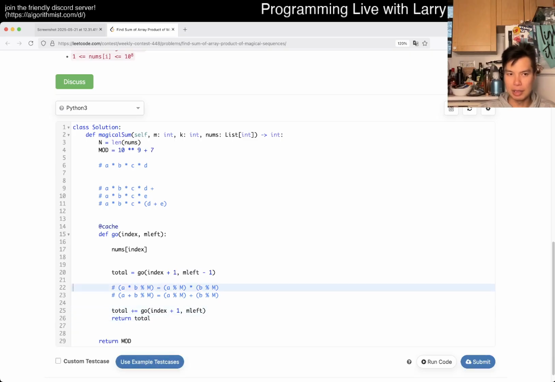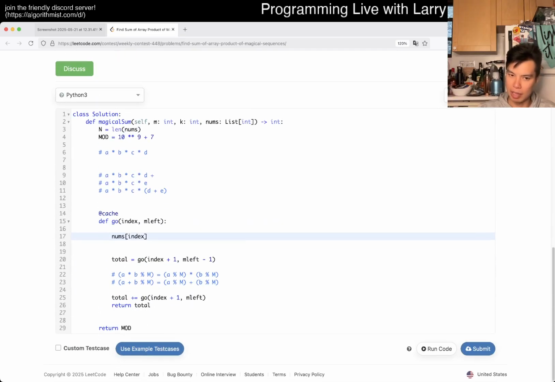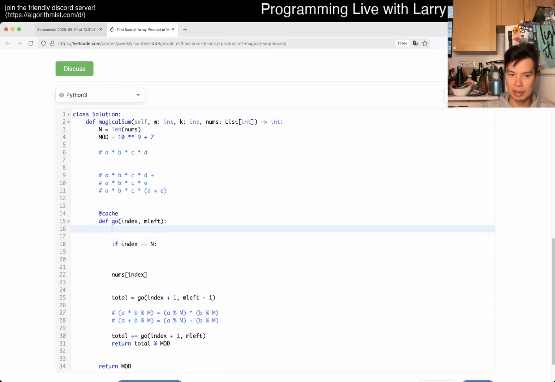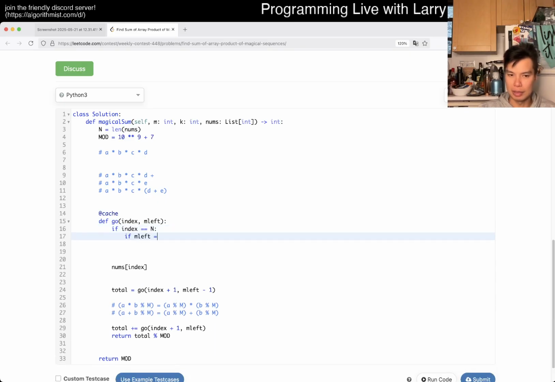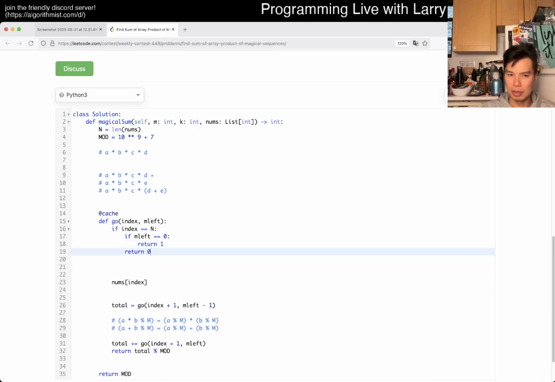I think I'm going to solve this just for m equal to k because that's the examples anyway. So we could just see if that's right. Of course, we can do a mod for good measure. If index is equal to n, or maybe even just, if m left is equal to 0, then we return 1. Otherwise, we return 0. The one thing is a little bit awkward, but I think that's fine, maybe.